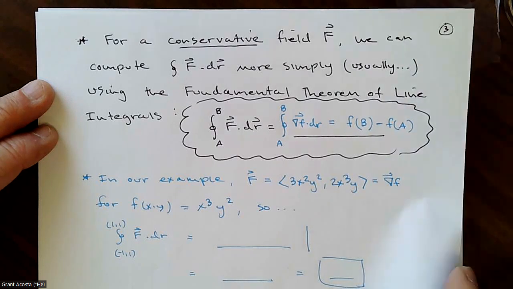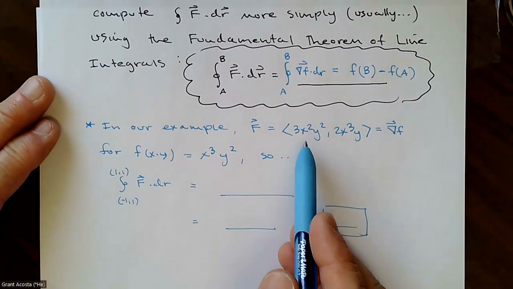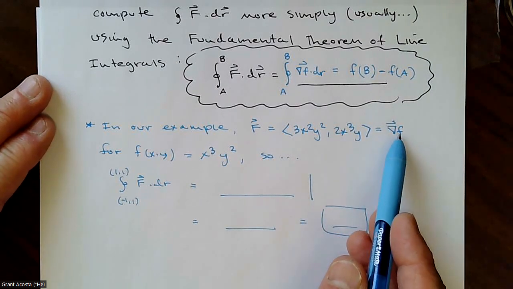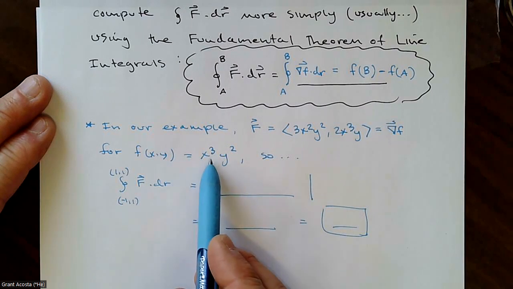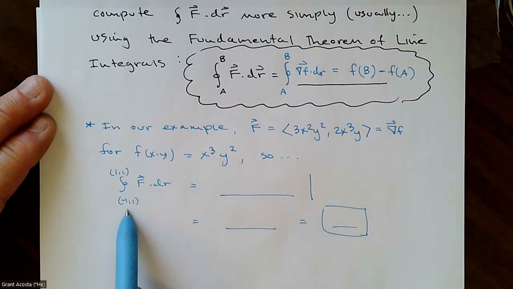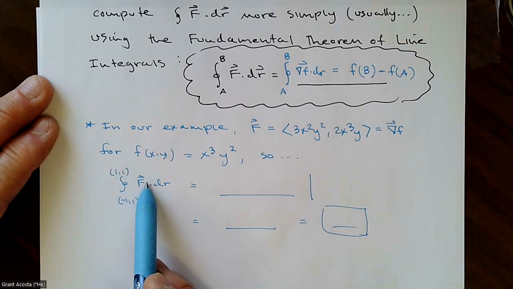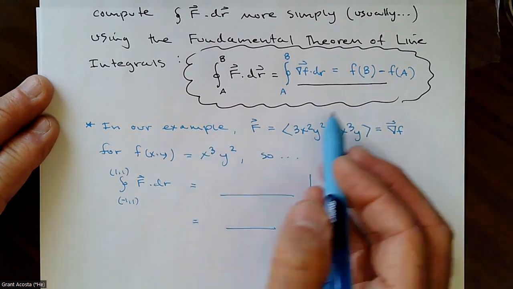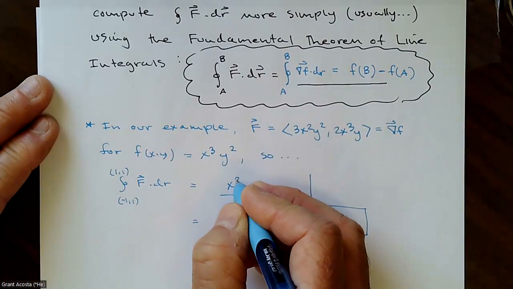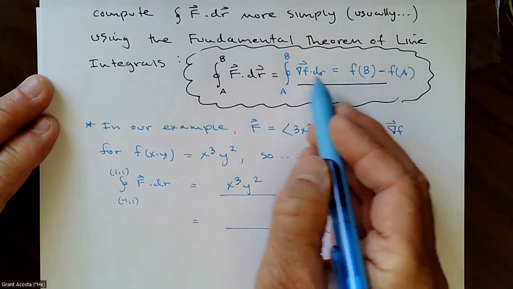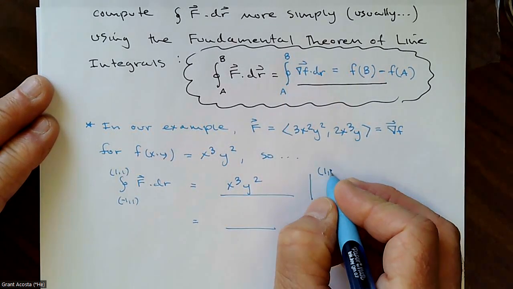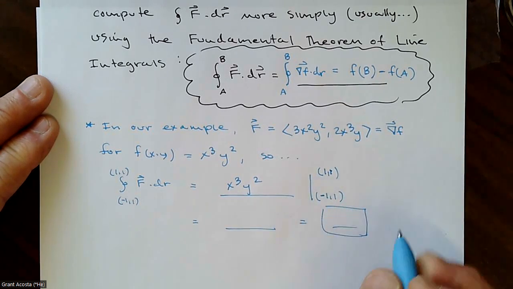So here's what I mean by that. In the last example we did, here was our vector field, and we now know it was the gradient of a scalar function, that function being x cubed y squared. We wanted to do the integral from the point -1, 1 to 1, 1 of f dotted with dr. But according to this, what we could do is just know that that is our potential function, x cubed y squared. And this says evaluate it from a to b. So I'm going to evaluate this from -1, 1 to 1, 1.